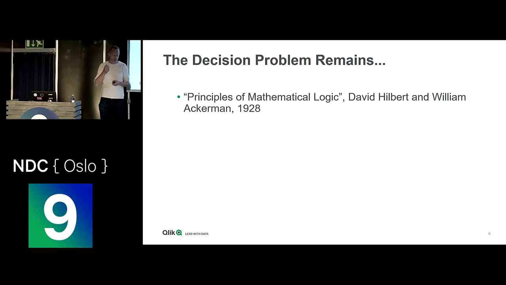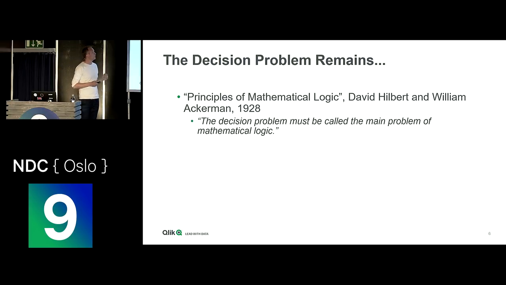Hilbert himself releases a book called Principles of Mathematical Logic together with another mathematician in 1928, where he does a lot of work in this area, and he is able to show algorithms for solving big classes of mathematical problems based on this. So here too there's a lot of progress being made, but they're not able to get it all the way. And he notes in this that the decision problem must be considered one of the main problems of mathematical logic today. So this is a very important part of his quest for this full understanding of mathematics.